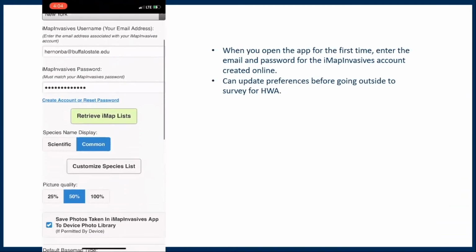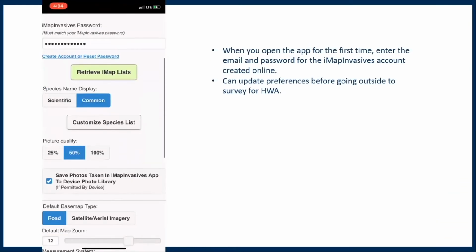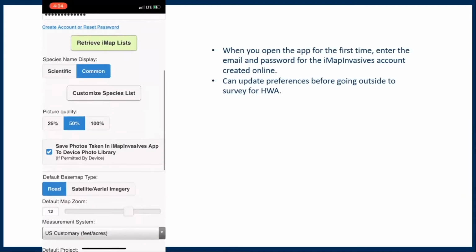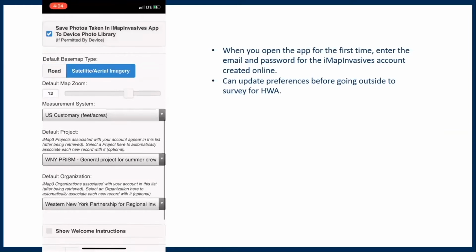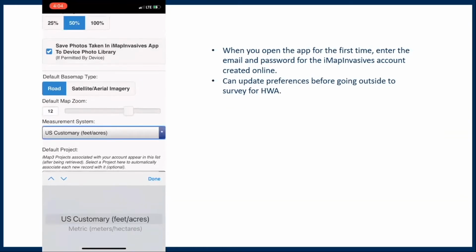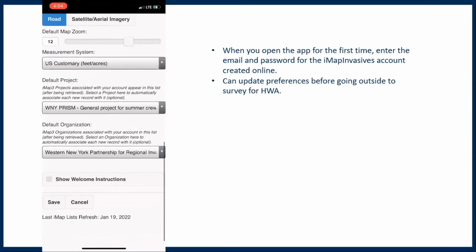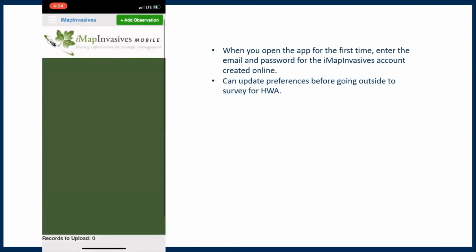This is something you want to do before you go out in the field. If you want to change any of the preferences, you can choose to display the species name, scientific or common, the picture quality, if you want photos saved to your phone as you take them, what type of map you want. So there's a bunch of different things to play around with. You can just change your preferences and hit save. But the important thing is to log on to the app and update the preferences at home while you're connected to Wi-Fi before you go out to survey.